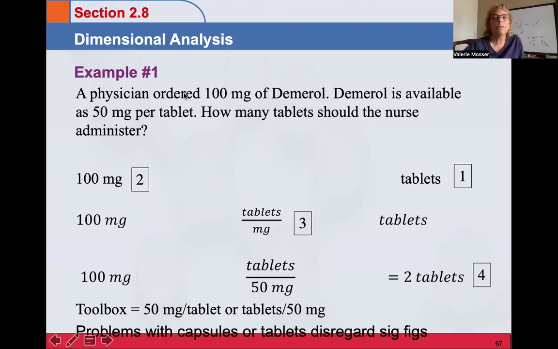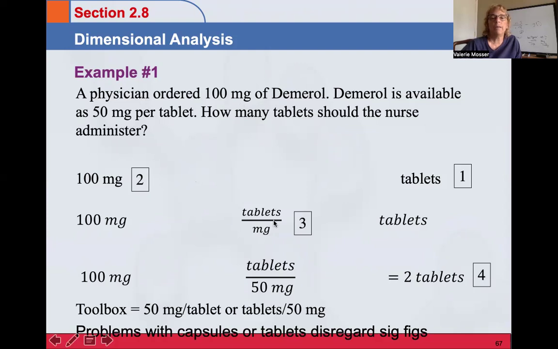Almost 100% of the time, you're going to start out with the thing in the problem that just has a single unit in it. There will be rare circumstances where you start out with a thing that has 2 units, but that's really unusual. Almost all the time, you're going to start out with a thing that has 1 unit. And in this case, that's the 100 milligrams of Demerol. So let's put this over here. That's what you're going to start with, number 2.